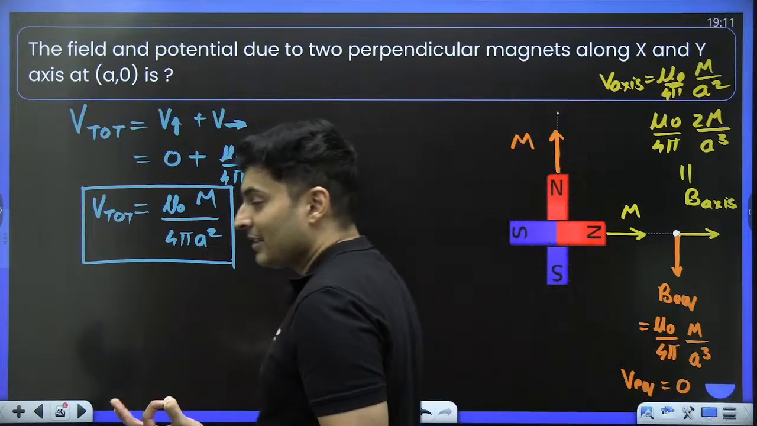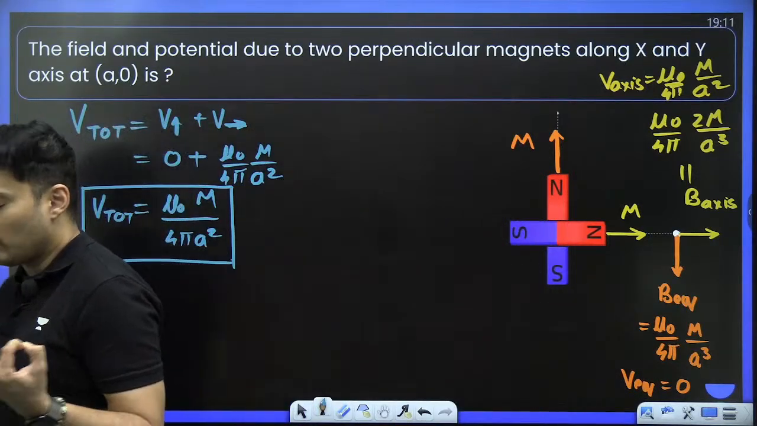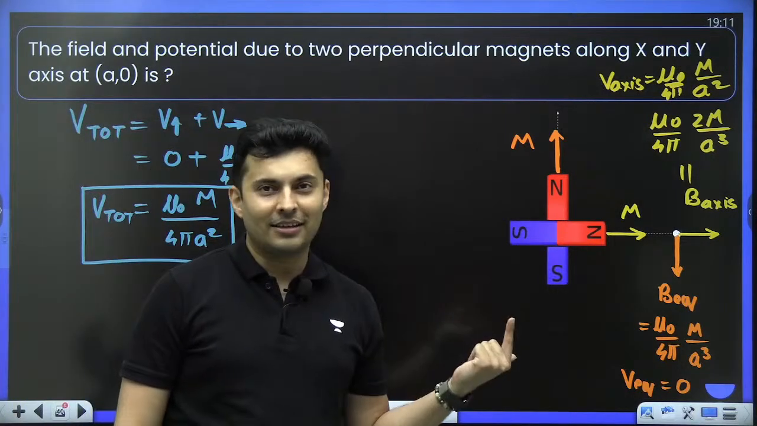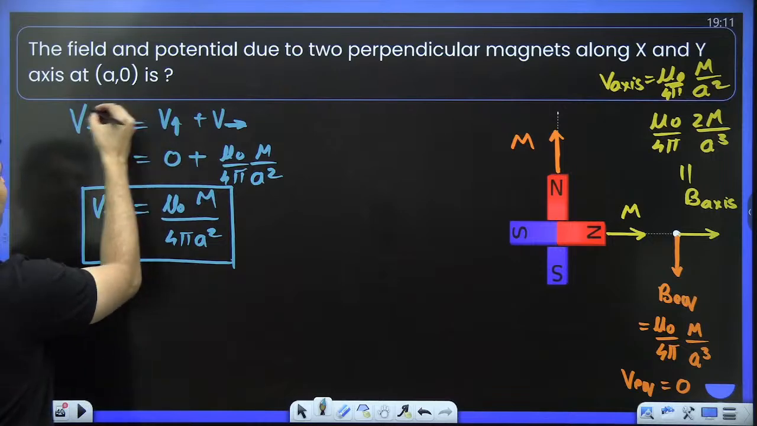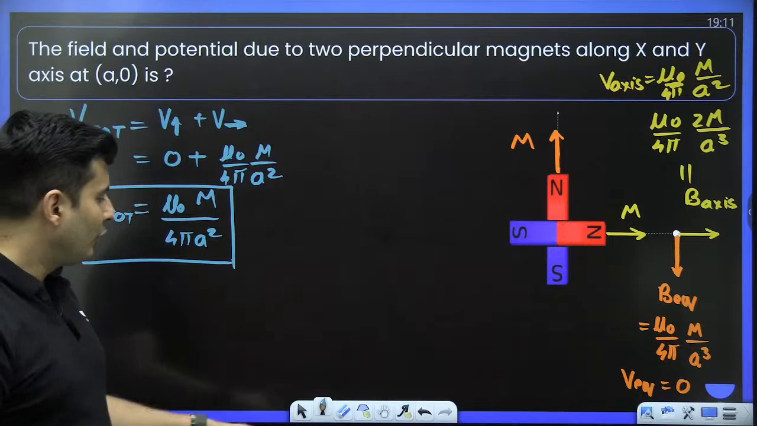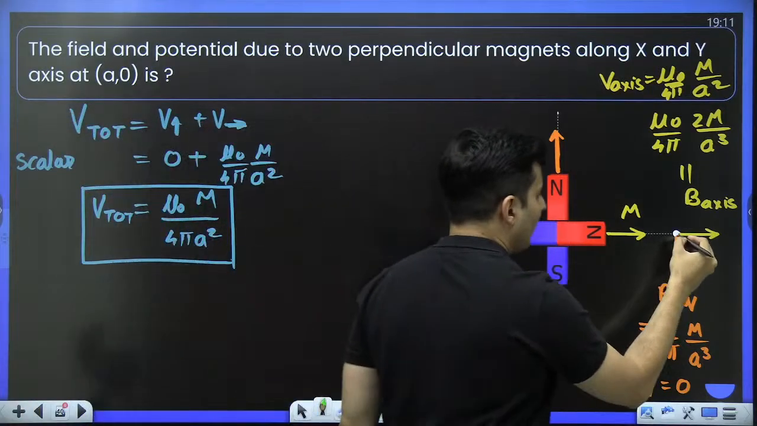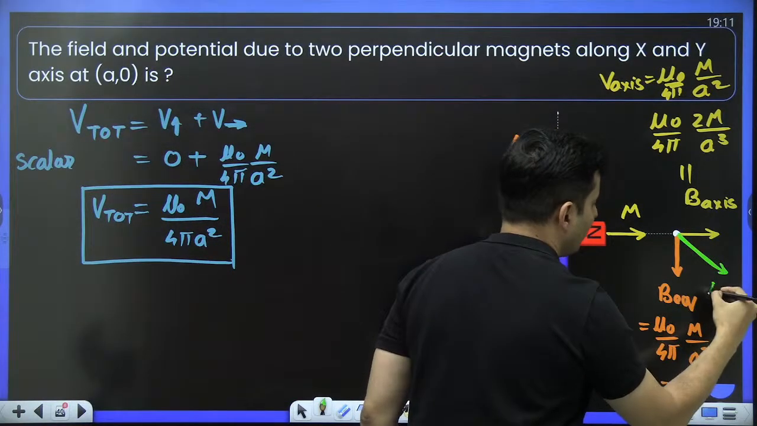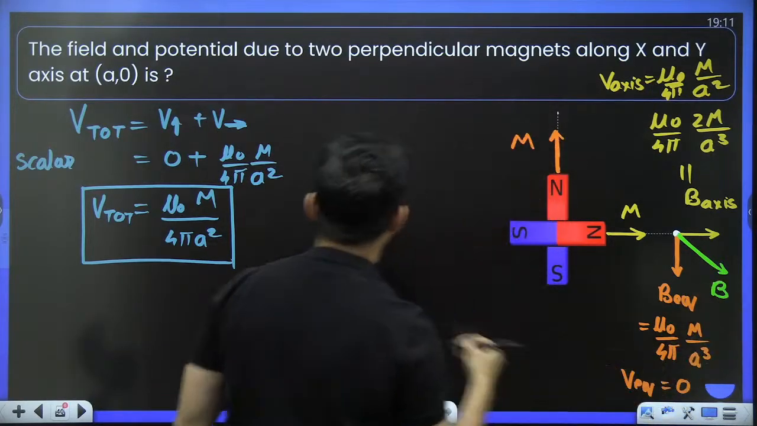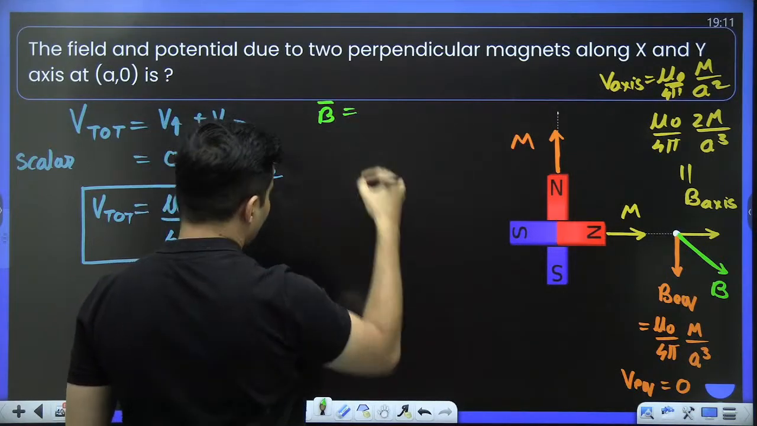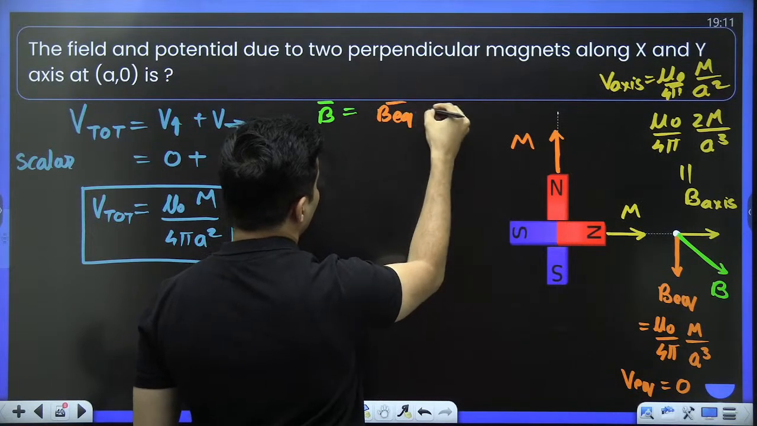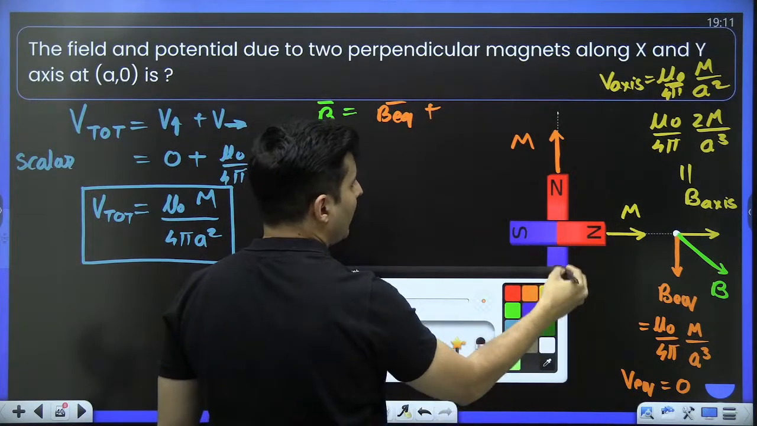Now let's talk about field. You know what is the problem in field? You cannot just add them directly. Why? Because field is vector. The good thing was this was scalar. This was a complete scalar. So that's the reason I just added them. But for field, I cannot do that. I will have to find the resultant. This will be the net field. So the net magnetic field will be the vector sum of the first magnet plus the second magnet.